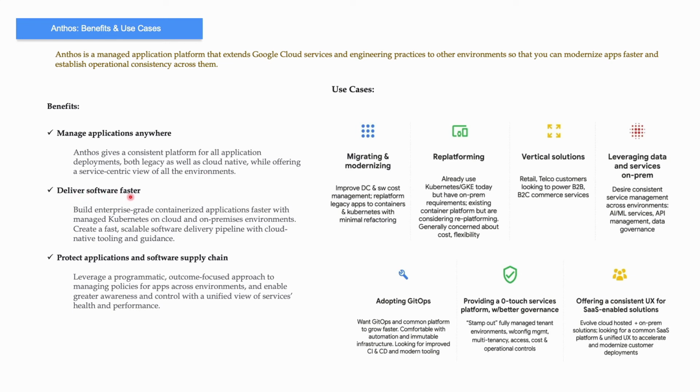Deliver software faster: build enterprise-grade containerized applications faster with managed Kubernetes on cloud and on-premise environments, create a fast, scalable software delivery pipeline with cloud native tooling and guidance. Protect applications and software supply chain: leverage a programmatic, outcome-focused approach to managing policies for apps across environments, and enable greater awareness and control with a unified view of services, health, and performance.